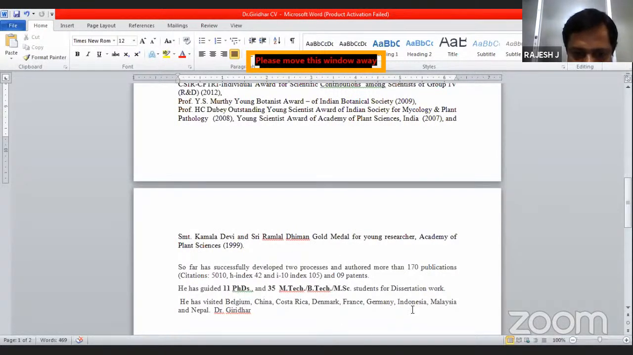guided about 11 PhD students and 35 M.Tech, B.Tech and M.Sc. students for their dissertation work, and he has successfully developed two processes in the area of secondary plant metabolites. He has 170 publications to his credit and also 9 patents. And for patents, he has visited Belgium, China, Costa Rica, Denmark, France, Germany, Indonesia, Malaysia, Nepal, and many more such countries.